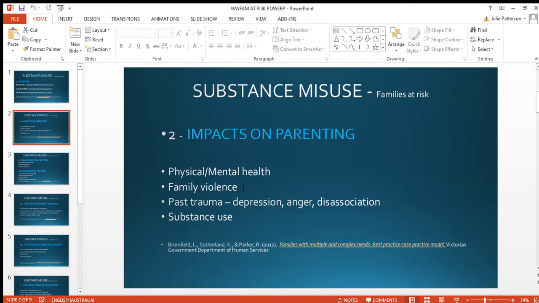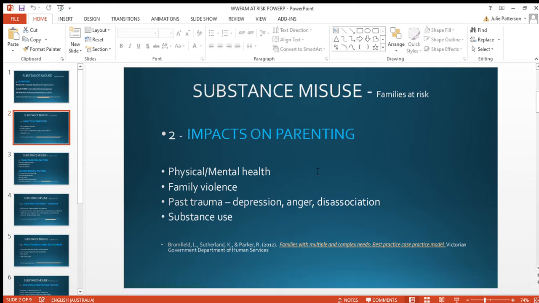Slide 2 is regarding substance misuse and its impacts on parenting. So families who present to our service are experiencing substance misuse. As Bromfield points out in the Victorian Government Department of Human Services, that could be considered as having multiple and complex needs. So one of the impacts of substance misuse to be aware of is its impact on parenting.